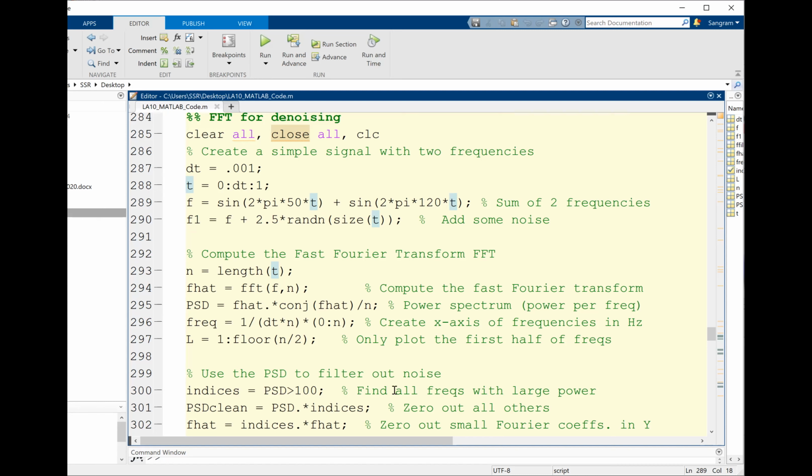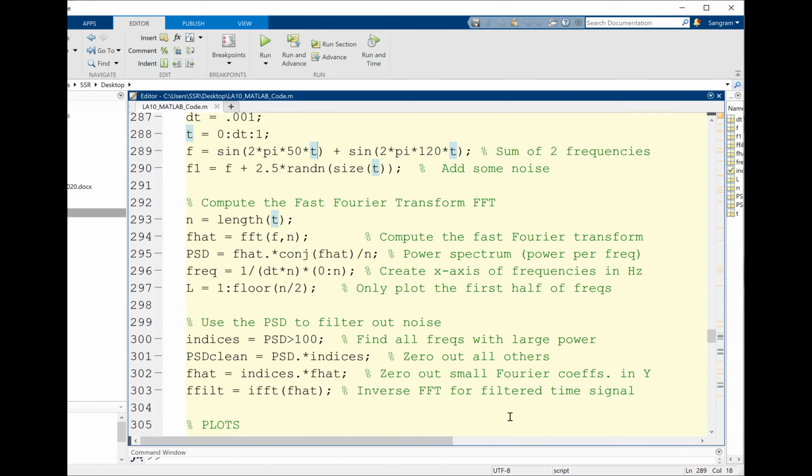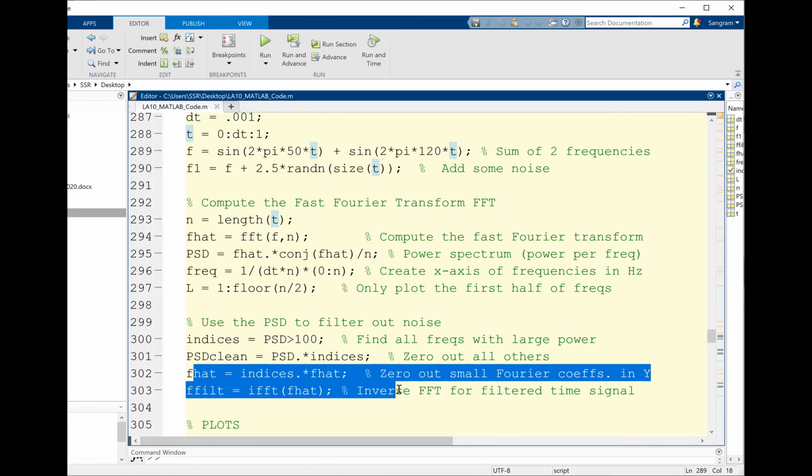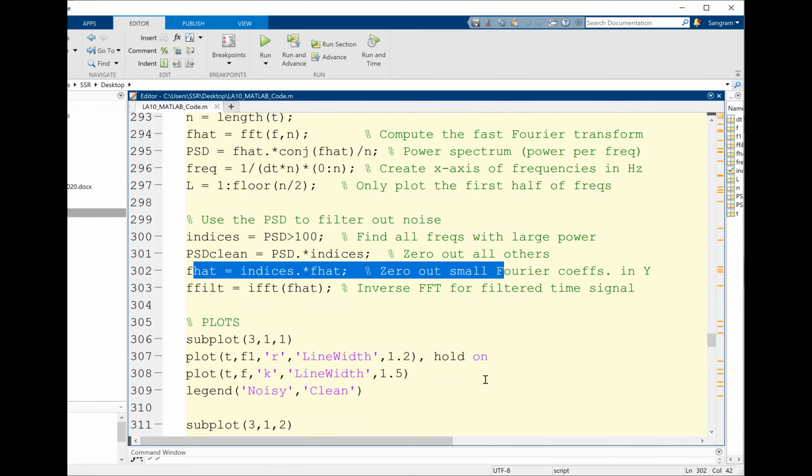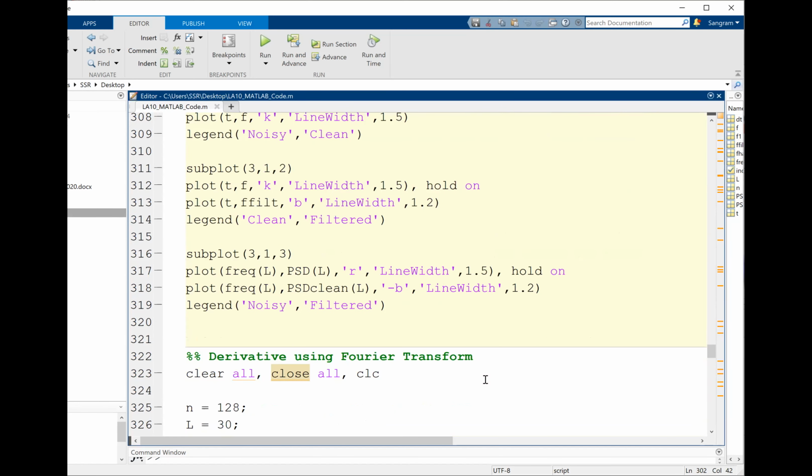And what I want you to do is look at from line 299, where I have found out the relative power of the signal, and then I have set the threshold. So if you see here, I have actually set the threshold and then reconstructed the signal. So that exactly has happened.